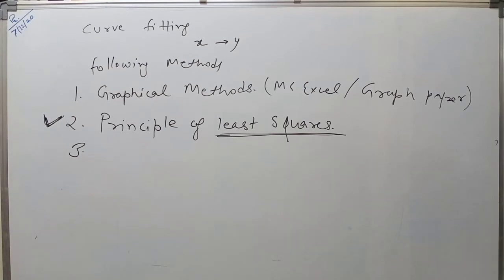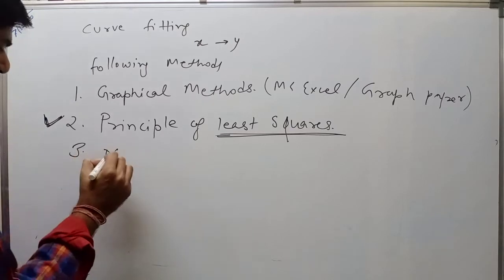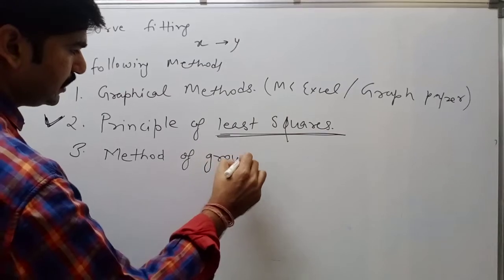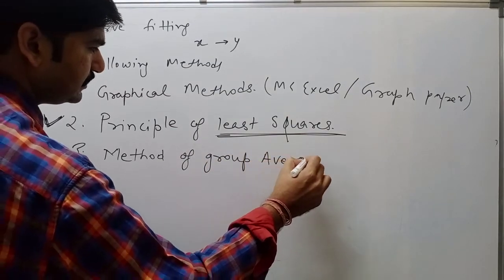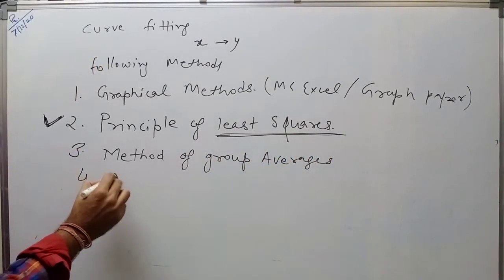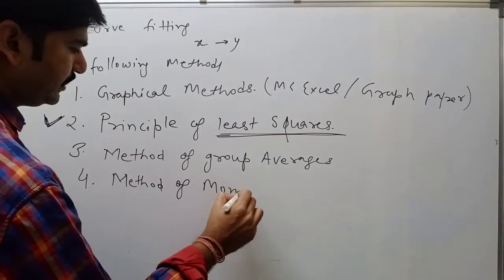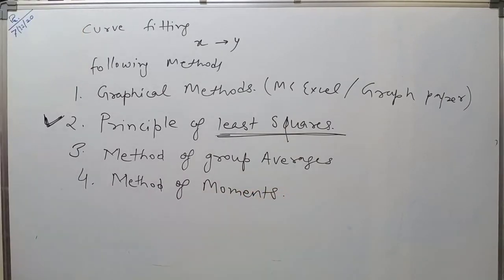The third method is the method of group averages. And the fourth one is the method of moments. So these are four methods. One is the graphical method. Second is principle of least squares. Third is method of group averages. And the fourth one is the method of moments. So these are basically the four methods.